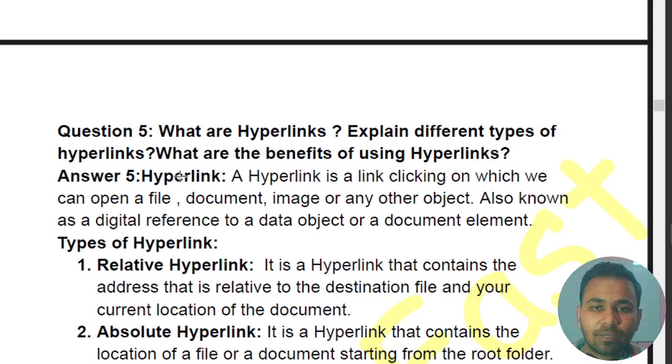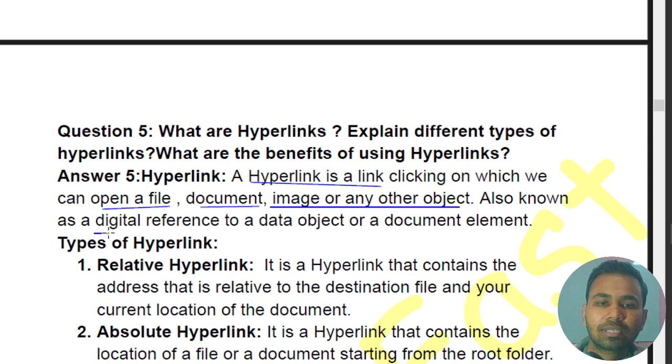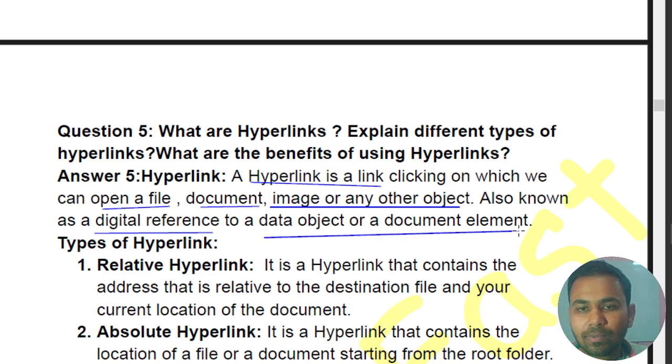So hyperlink, what is hyperlink basically? A hyperlink is a link clicking on which we can open a file, document or image or any other object, also known as a digital reference to a data object or a document element. So hyperlink is simply a link clicking on which we can open what? We can open a file, or a document, or any image or any other object, also known as a digital reference. So this link is acting like a reference to something. It is acting like a digital reference to a data object or to a document element.